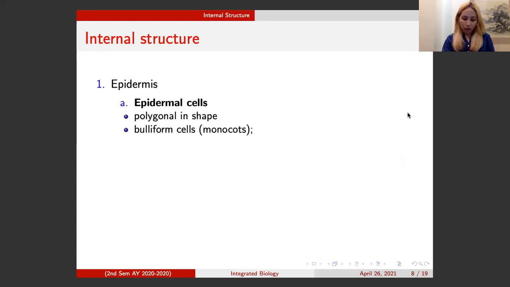However, there are epidermal cells that are modified. These modified epidermal cells basically take on a different function. For example, a bulliform cell. Bulliform cells are normally found in monocots, and bulliform cells are normally responsible for the rolling of the leaves.